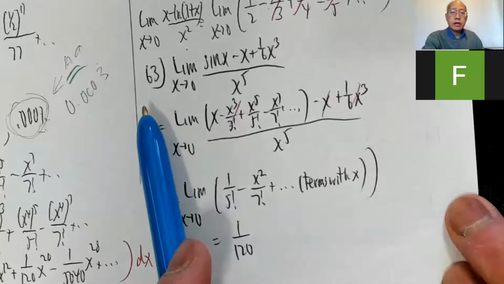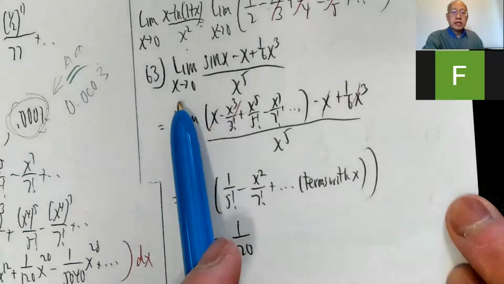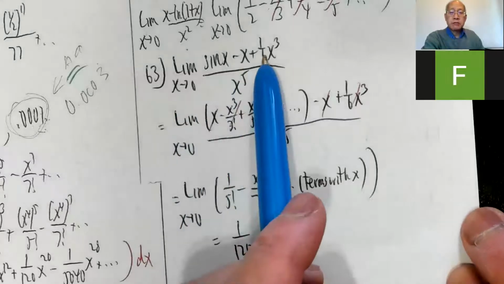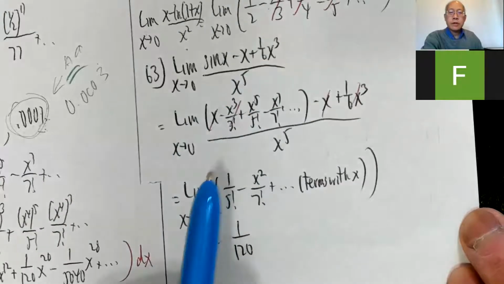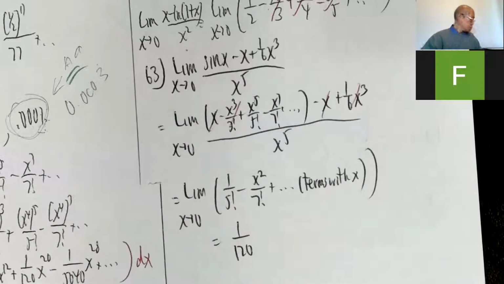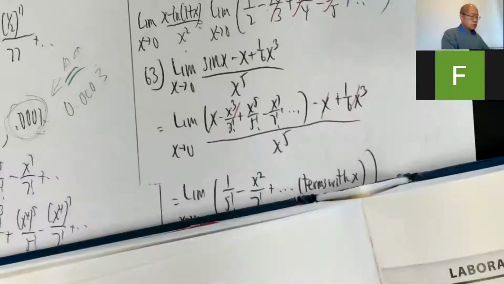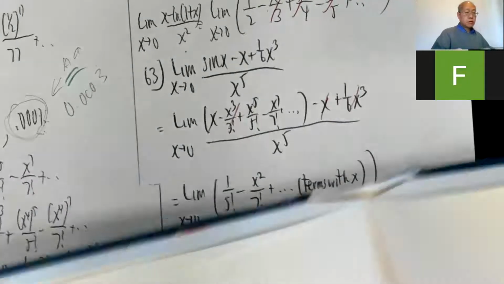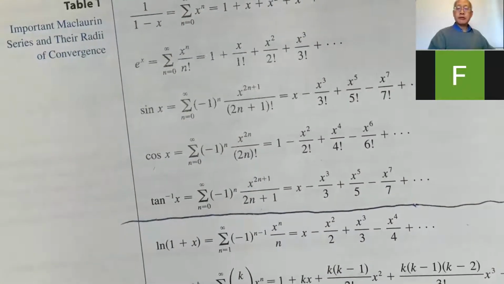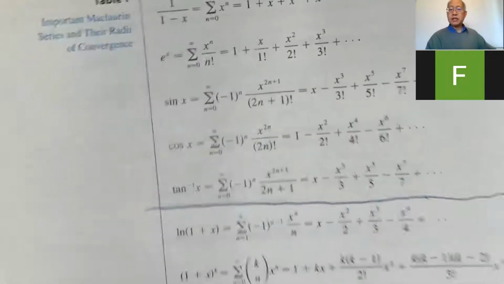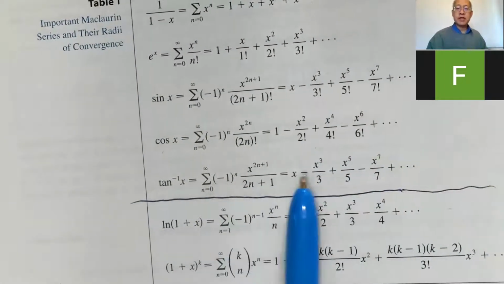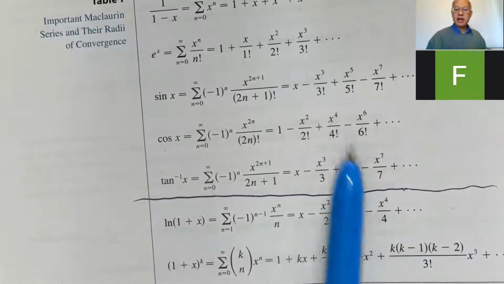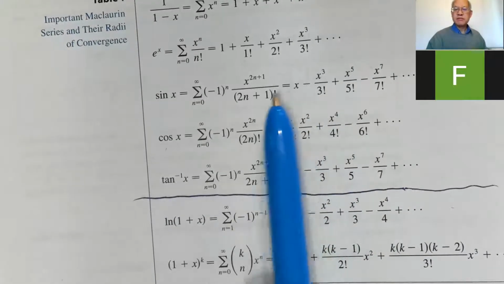Okay, finally 63. Limit as x approaches 0 of sine x minus x plus 1/6 x cubed, divided by x to the 5th. Sine x, you've got that on your cheat sheet. You're allowed to have this for the test. x minus x cubed over 3 factorial plus x to the 5th over 5 factorial minus x to the 7th over 7 factorial. And a side note, that looks exactly the same as inverse tangent, except no factorials there. Factorials here, otherwise identical.